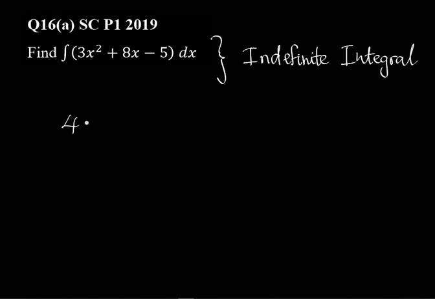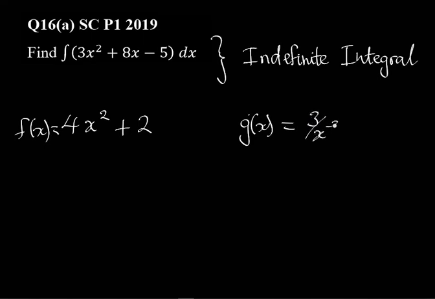Let's say you have the function 4x squared. Let's say this is f of x, and say I have added 2. And let's say I have another function g of x, which is equal to, let's say 3, no, not negative, but let me just put 3 there. So 3, and then I have 7.